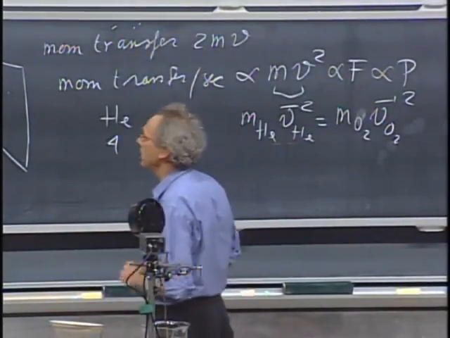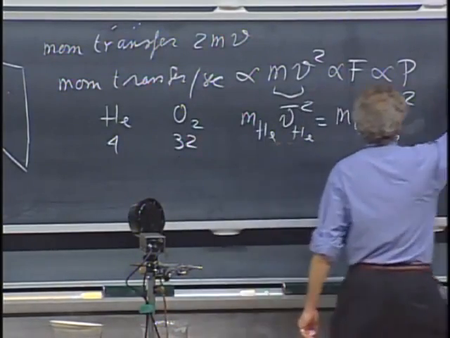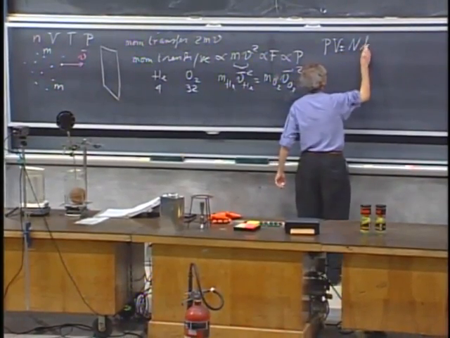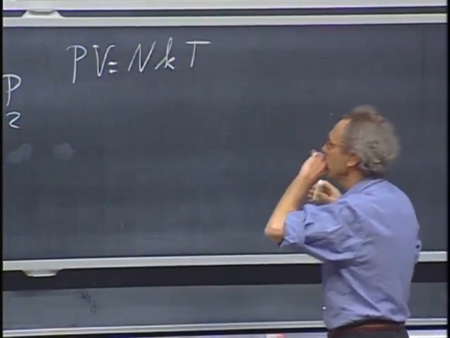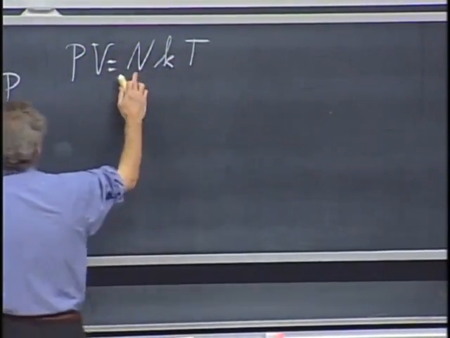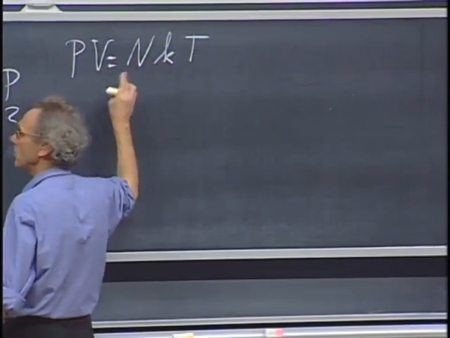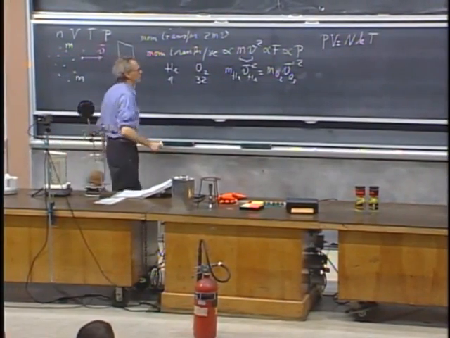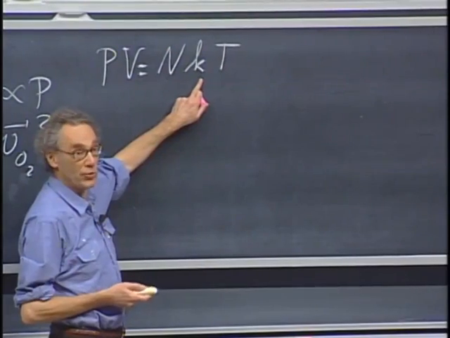You very often see the gas law written in a different way, and you see it written as PV equals capital N times K times T. You see that also there. And this N now is the total number of molecules that you have. Don't confuse that with little n, which is the number of moles that you have. So this is the total number of molecules, and K is called Boltzmann's constant.